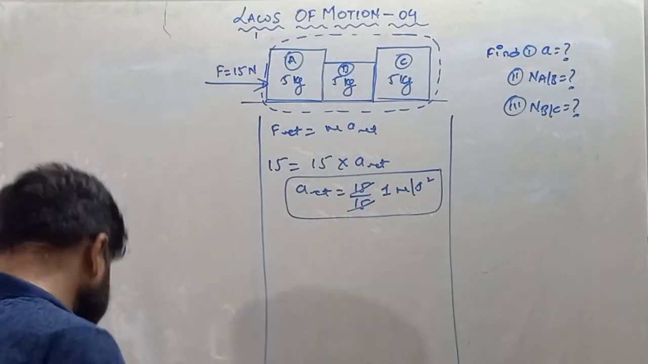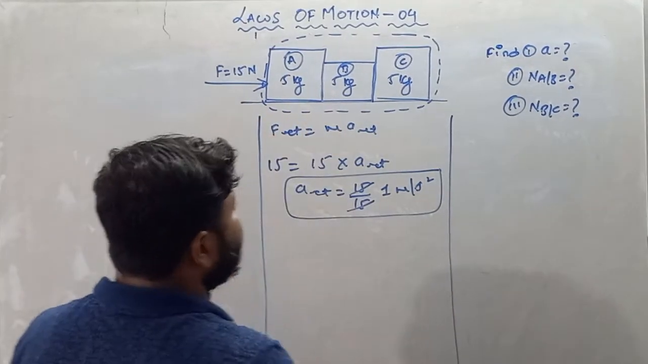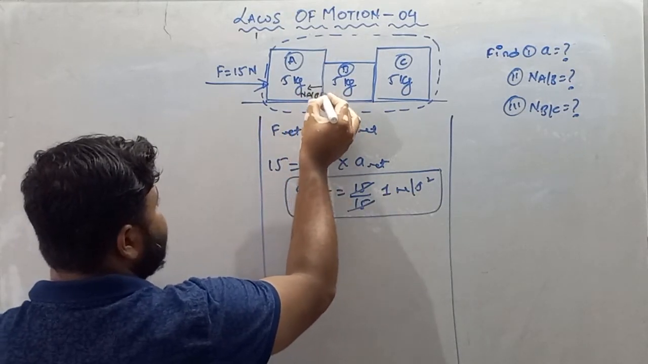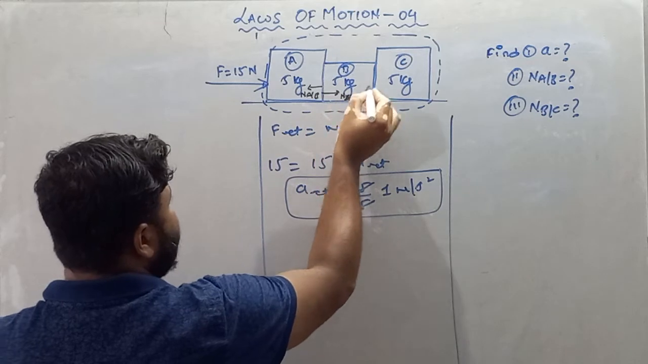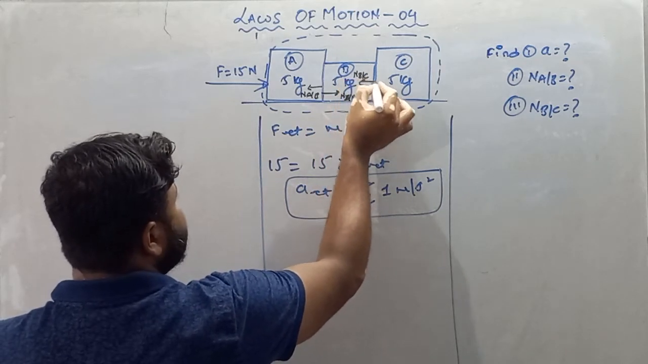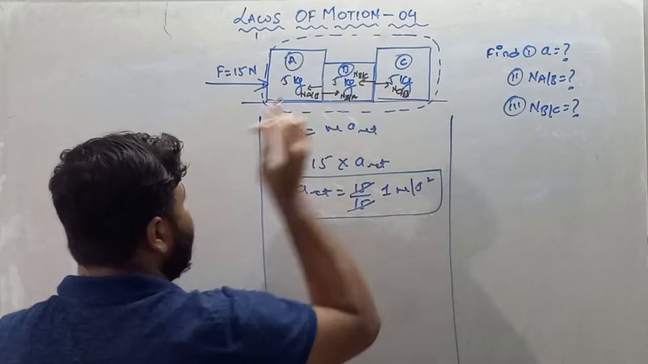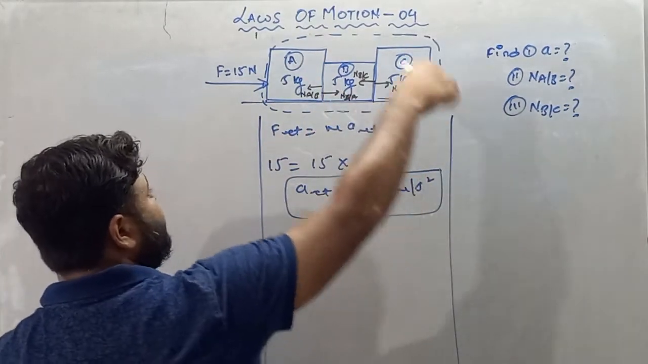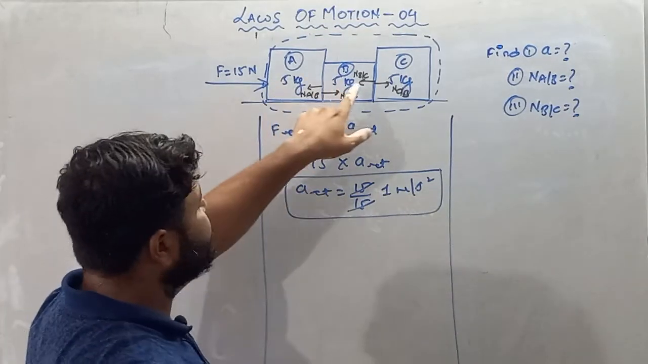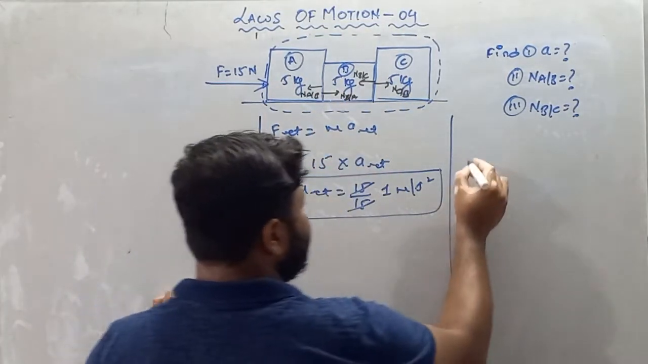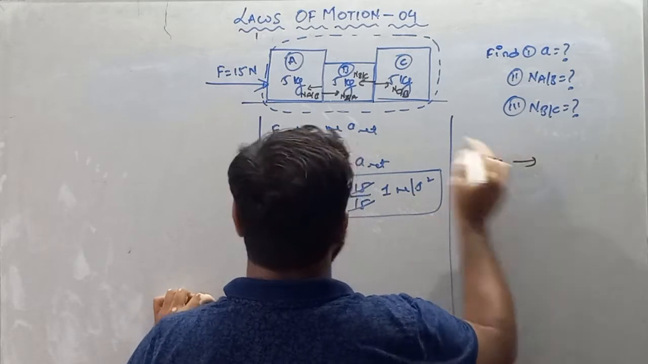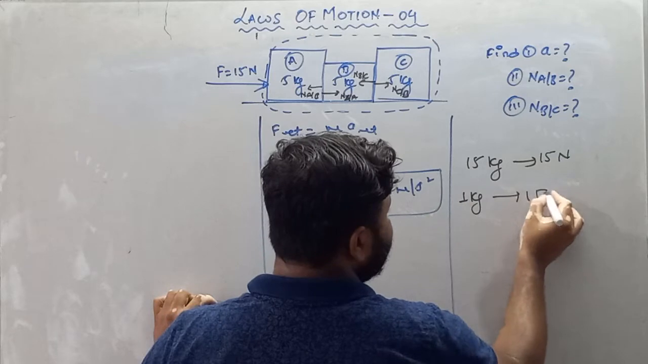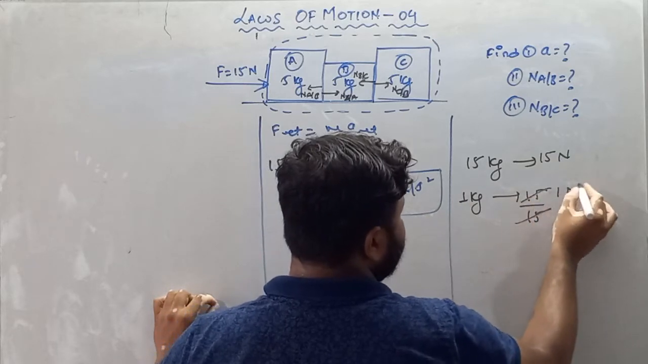Now see, my dear student. We have to find the normal on A due to B. So the normal on A due to B must be like this. Normal on B due to A, normal on B due to C, normal on C due to B. So just calculate the total mass. Total mass is 5 plus 5 is 10, plus 5 is 15. So if mass is 15 kg, then force is 15 Newton. So for 1 kg, we need 15 by 15, that is 1 Newton, my dear student.